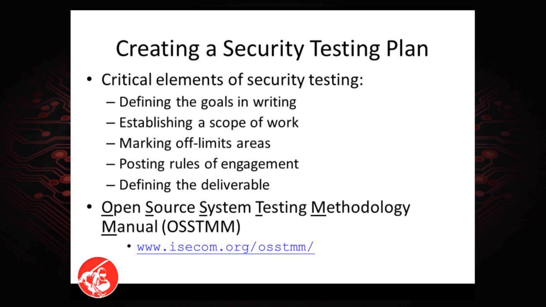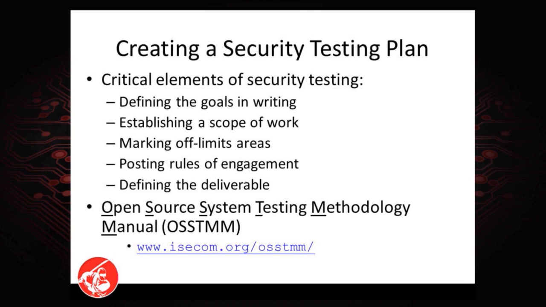Critical elements are: define the goal in writing. What is the goal? Is the goal to break in and steal a password file? What's the scope of work? Can I test anybody within the organization, or are there certain areas off limits? Red teams will have limits, because if we're breaking things, they're probably not going to allow you to break their database, because their database probably has significant data and important information, and they don't want that to be actually corrupted.